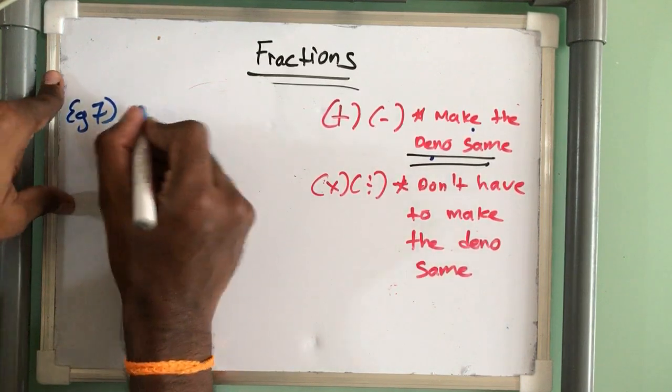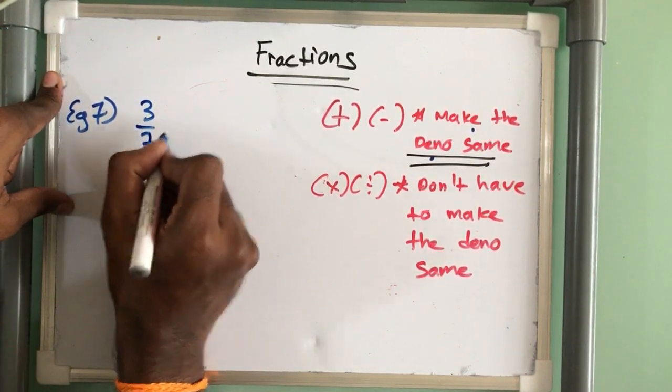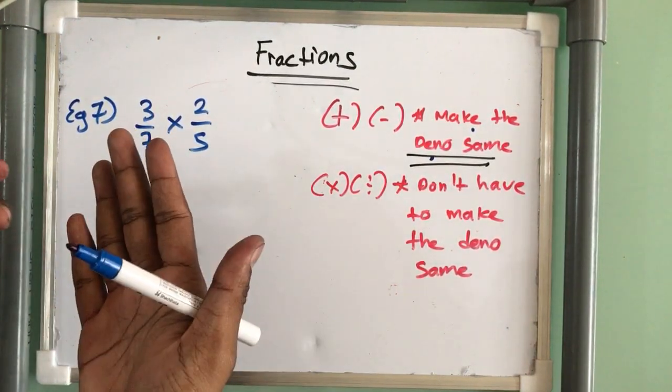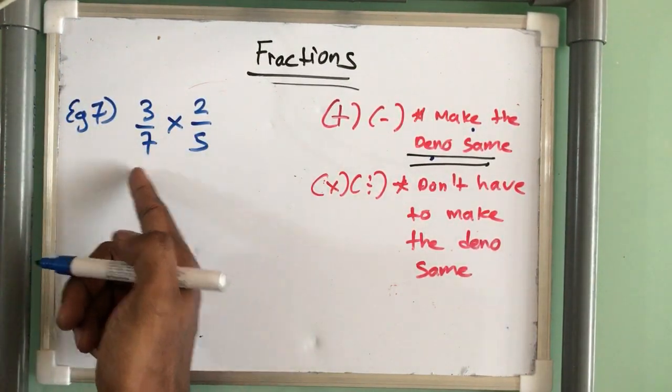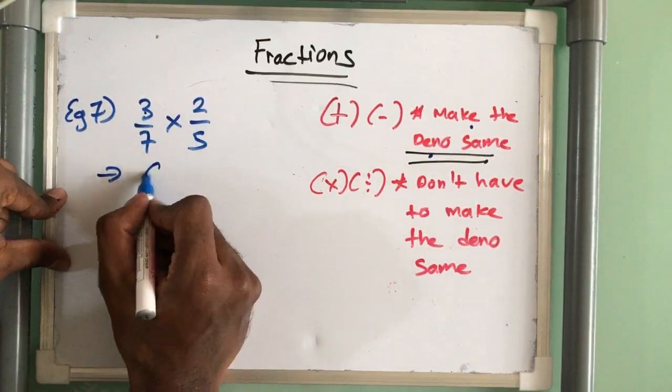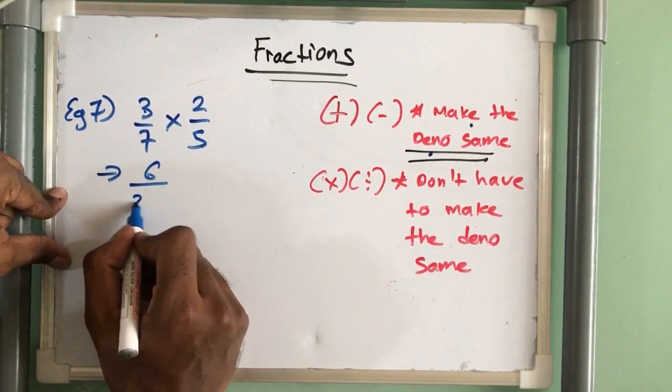We go with a bit larger number, 3 over 7 times 2 over 5. Like I said, in multiplication, we don't have to check whether the denominator is the same or not. We can directly proceed. 3 times 2 is 6. 5 times 7 is 35.